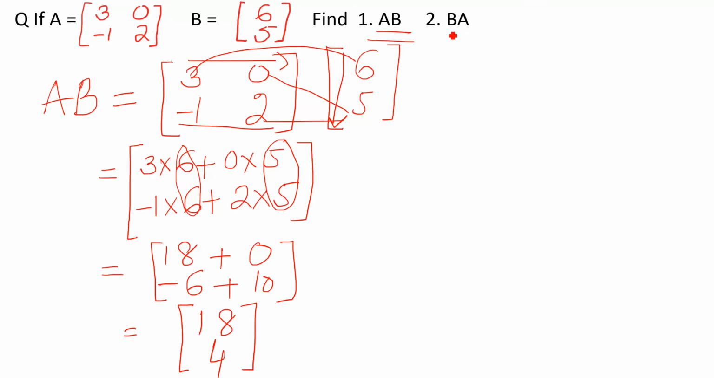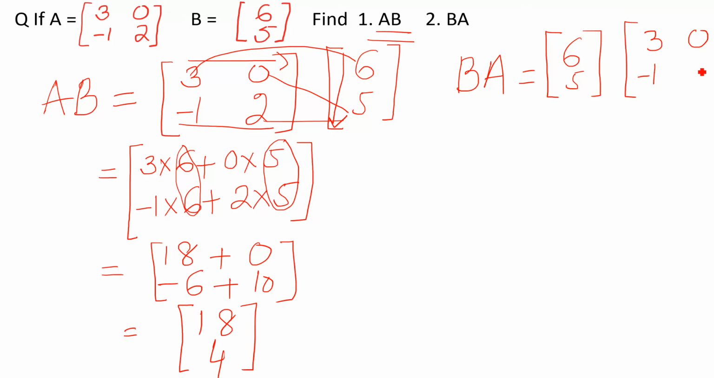That was AB. Now is BA, right? B and A you have to multiply. So first you have to write down B, and then you have to write down A. But the most important thing, how you will multiply these two, B and A.